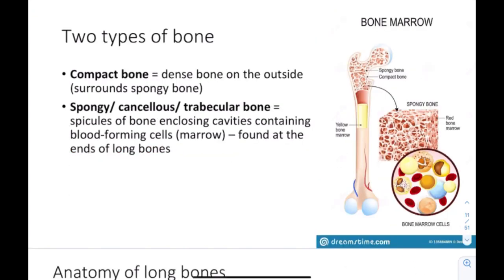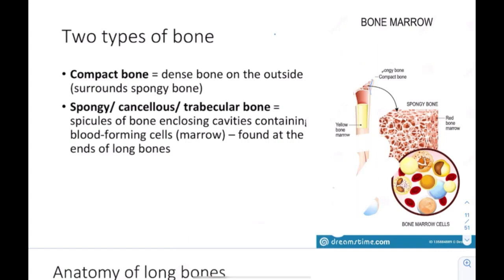The two types of bones, which I already mentioned, are compact bone on the outside, and then spongy bone at the two ends of long bones. So here and here at the two ends, there's spongy bone on the inside. The compact bone is basically dense bone that's on the outside. It surrounds the spongy bone. The spongy bone, which also has other names like cancellous bone or trabecular bone, is basically spicules or spikes of bone that enclose cavities or spaces containing blood-forming cells called the marrow. And it's found at the ends of long bones.